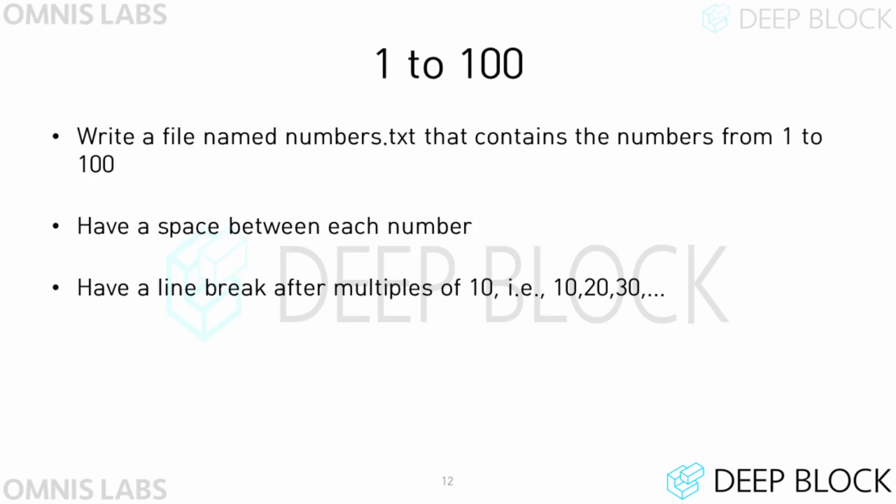Let's implement the Python program that creates a file called numbers.txt that contains numbers from 1 to 100. There must be a space between each number, and the numbers that are multiples of 10 must be written on a new line.